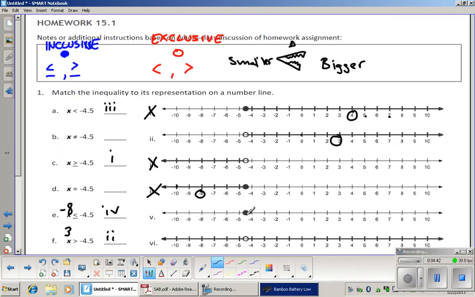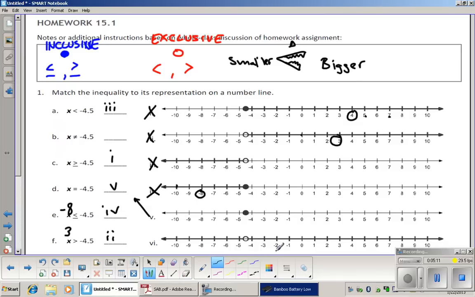Okay, so let's look at these side by side. This says I'm choosing just this number, with no shading, nothing else. And this one with the open circle means I can be anything else but this. Well, I'm looking for exactly the same, so I'm looking for 5 here. This says x is not negative 4.5. Well, think about this. If I said, hey, you can't choose this one, I'm implying you can choose any other thing that you want.